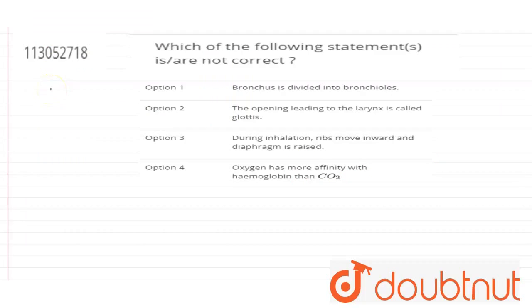Hello everyone. Here our question is, which of the following statement is/are not correct? Option number 1, bronchus is divided into bronchioles. Option number 2, the opening leading to larynx is called glottis. Option number 3, during inhalation ribs move inward and diaphragm is raised. Option number 4, oxygen has more affinity with hemoglobin than CO2.